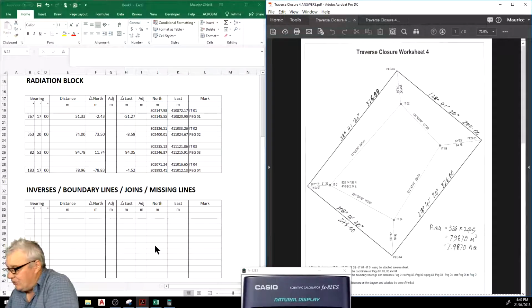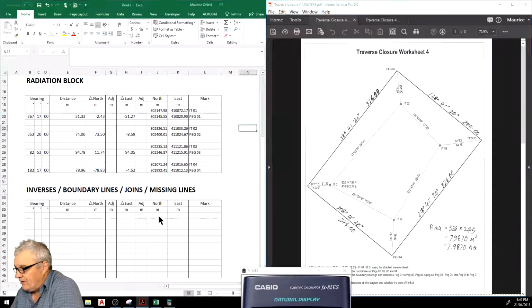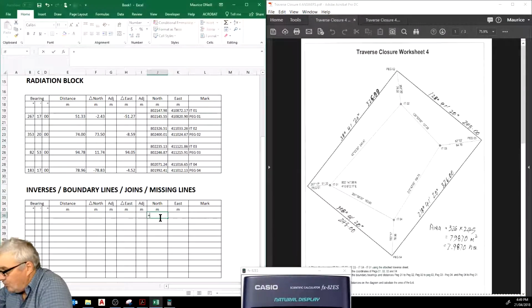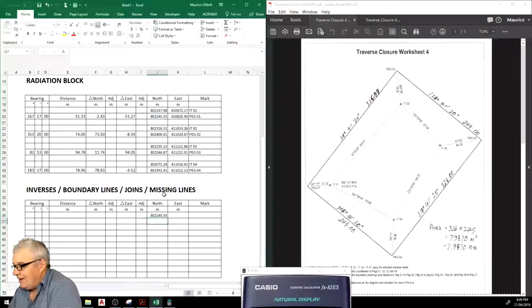So how do we do that? Well, we always start with the information that we have. So we have the coordinate of PEG 1, obviously. So that there is just plus that one there from PEG 1. And then we can actually just copy these across because they're in the same relative position. So there's PEG 1, and then this is the coordinate of PEG 2, and that'll go in there. And we know we've got that. That's all information, you see.